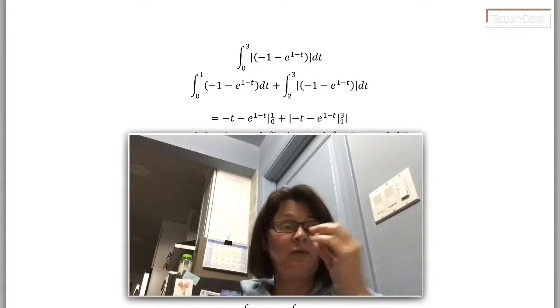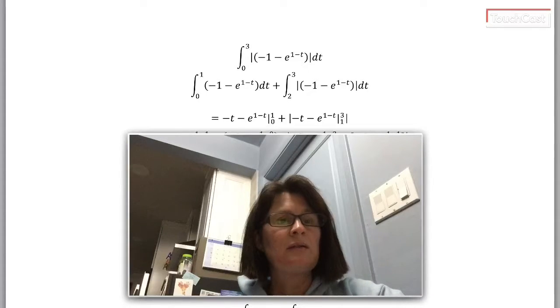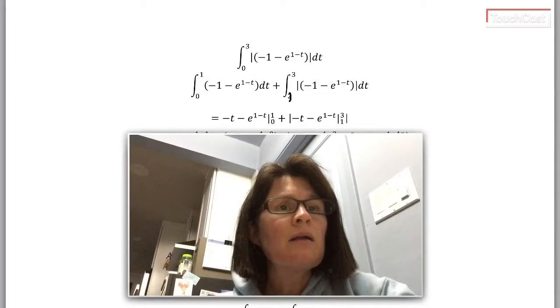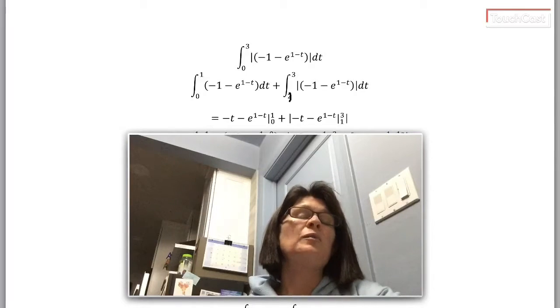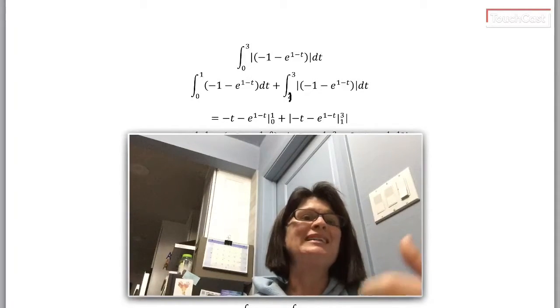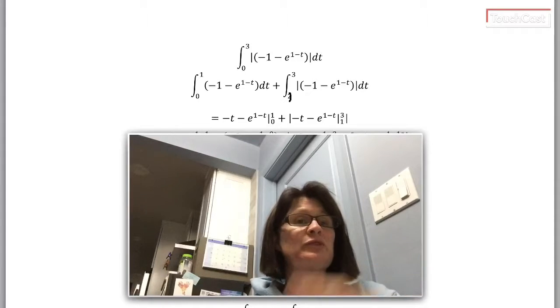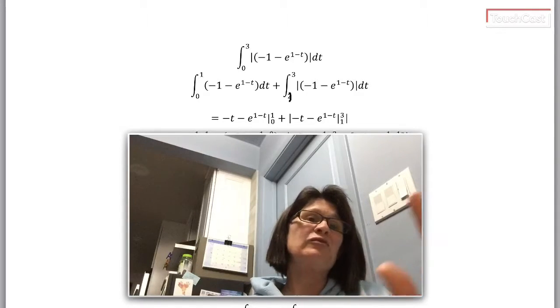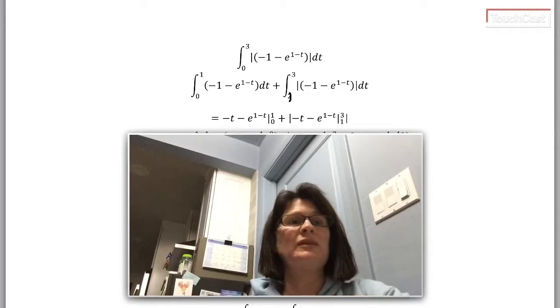Okay, so good. Here I have the integrals. Remember, we fixed this one. That lower limit should be 1. So my antiderivative, which I just figured out separately, negative t minus e to the 1 minus t, I'm going to evaluate from 0 to 1. I'm going to evaluate it again from 1 to 3, but the result, when I integrate from 1 to 3, I'm going to take the absolute value.